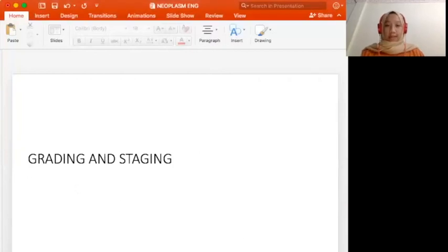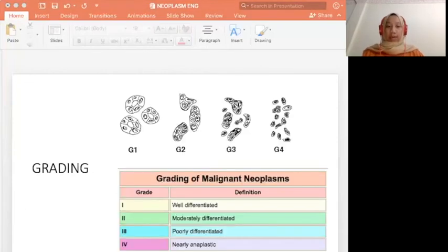And next is grading and staging. So staging and grading scheme have been devised for malignant neoplasm because the stage or grade may determine the treatment and the prognosis. So in general, the higher the stage, the larger a neoplasm is and the farther it has likely spread. So grading are based upon the microscopic appearance of malignant neoplasm. In general, a higher grade means there are lesser degree of differentiation.